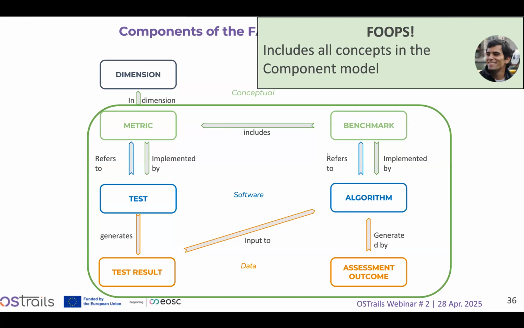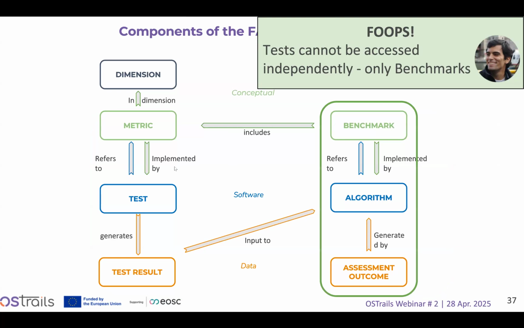Now let's look at another legacy tool called FOOPS, coming from Daniel. So FOOPS actually contains all of these concepts in the component model. So it has benchmarks, metrics, algorithms, tests, assessment outcomes, and so on. However, it's focused on the right side. So the tests in FOOPS cannot be accessed independently. You can only address a test by running its benchmark. So you only have access to the benchmarks, and the benchmarks are exclusively for semantic artifacts. So it's for testing things like ontologies. It doesn't test more generic things like image data deposited in Zenodo.